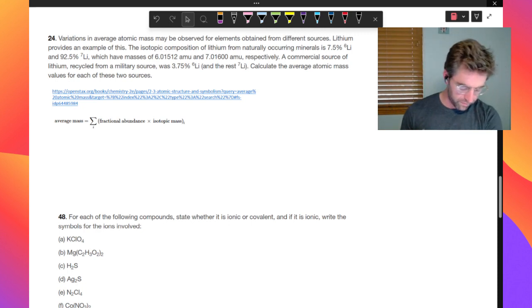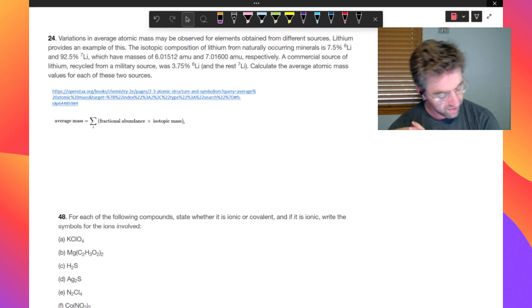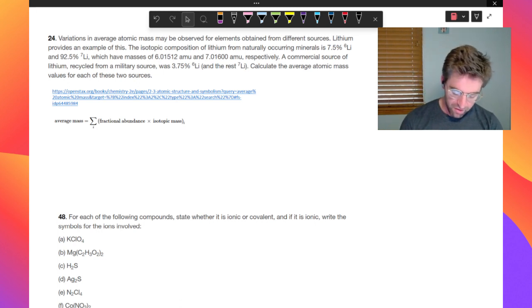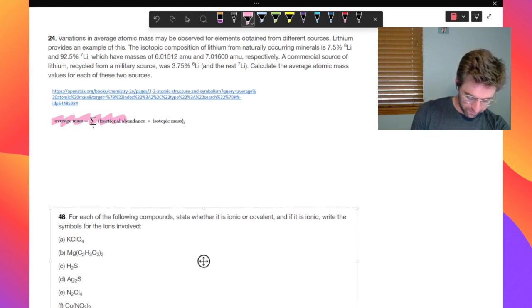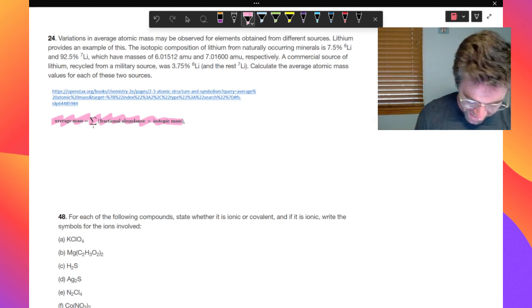Moving on, let's take a look at number 24. Variations in average atomic mass may be observed for elements obtained from different sources. Lithium provides an example of this. The isotopic composition of lithium from naturally occurring minerals is 7.5% lithium-6 and 92.5% lithium-7, which have masses of 6.015 AMU and 7.016 AMU, respectively. A commercial source of lithium recycled from a military source is given as different ratios of that. So calculate the average atomic mass values for each of these two sources. To answer this question, you have to know this equation right here. The average mass is the sum of the fractional abundance of each isotopic mass.